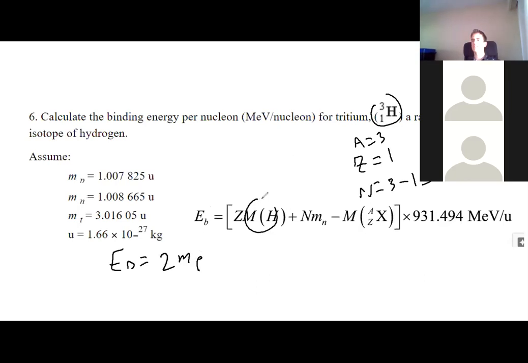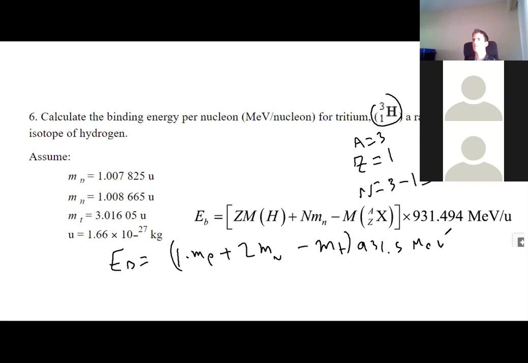Note that instead of showing you the mass of a proton, the formula gives you the mass of the hydrogen atom. Same thing. One times the mass of a proton plus 2 times the mass of a neutron. And then that's the difference between the mass of the separate nucleons minus the mass of the element, in this case tritium. And then yeah, there's a conversion factor as well: 931.5 MeV per U.